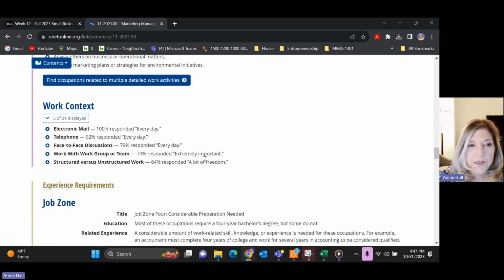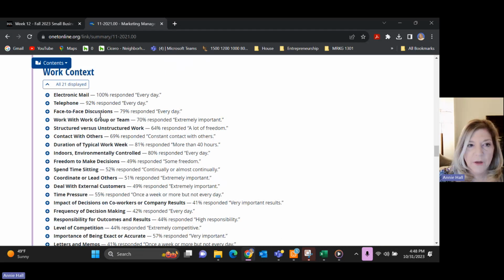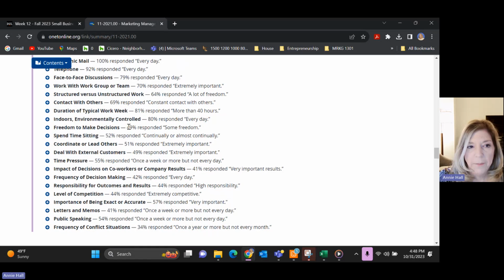If we keep coming down, we can talk about what the work context is like. What do these people do as far as their work context? So most of them, it says 100% of the people surveyed used email every day. 92% used the phone. 79% of them have face-to-face discussions. 70% work with a team. 81% worked more than 40 hours.